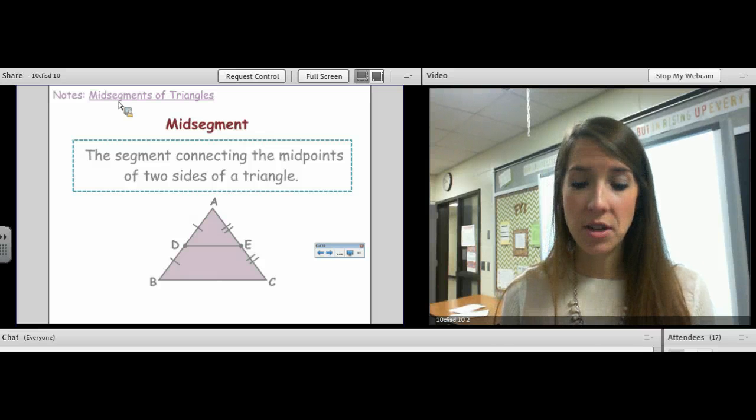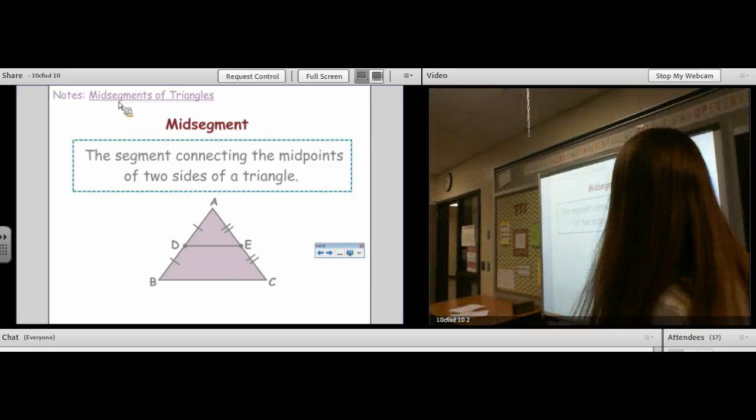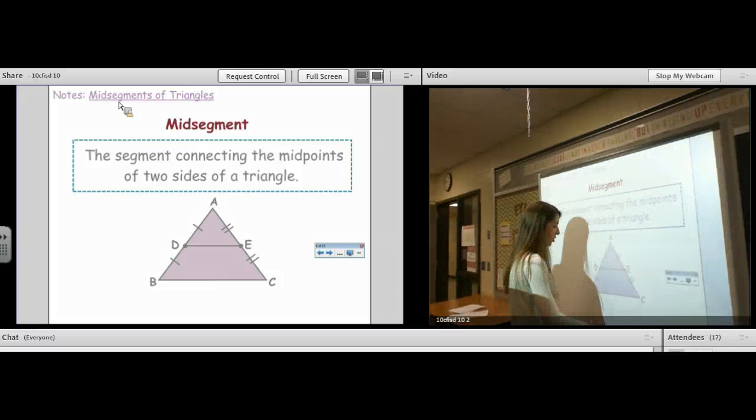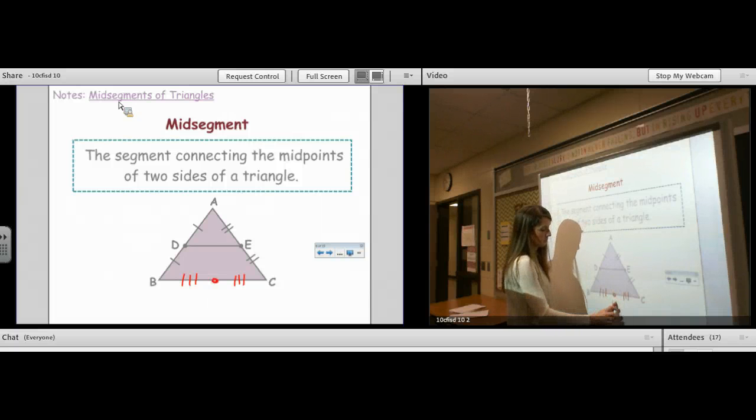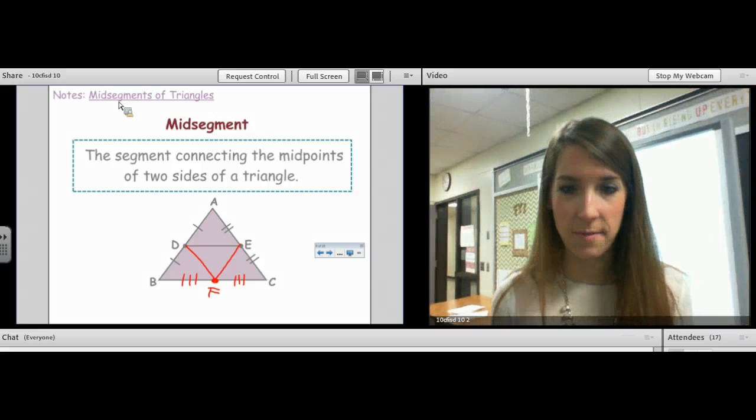How many mid-segments does a triangle have? Two, 1, 3. Well, if it connects a midpoint to a midpoint, there's only one midpoint that we haven't drawn. So if I draw that one, I could draw mid-segment number 2 and then mid-segment number 3. So a triangle does have 3 mid-segments. Very good.